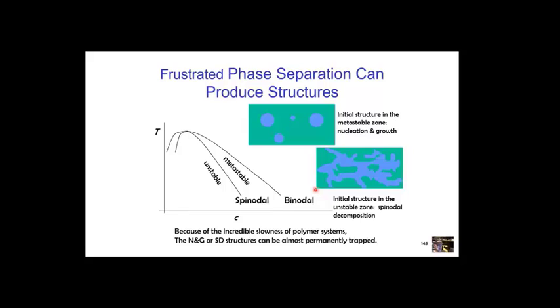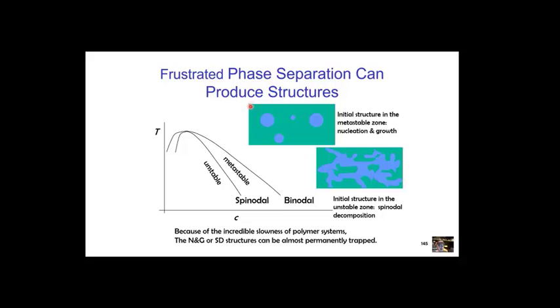So this next slide sort of shows that. This frustrated phase separation, we can use in all kinds of materials to make structures. It is most commonly used for polymers. This idea goes back to a guy named Cahn, C-A-H-N, and it's often called Cahn-Hilliard spinodal decomposition. These considerations of nucleation and growth versus spinodal decomposition go back to maybe the 1960s, or right around then.